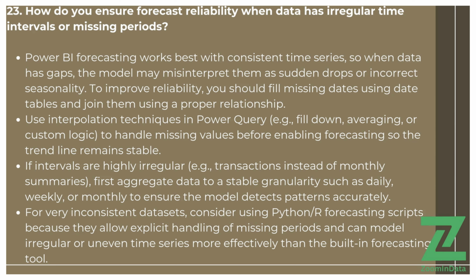If intervals are highly irregular, for example transactions instead of monthly summaries, first aggregate data to a stable granularity such as daily, weekly, or monthly to ensure the model detects patterns accurately. For very inconsistent datasets, consider using Python or R forecasting scripts because they allow explicit handling of missing periods and can model irregular or uneven time series more effectively than the built-in forecasting tool.